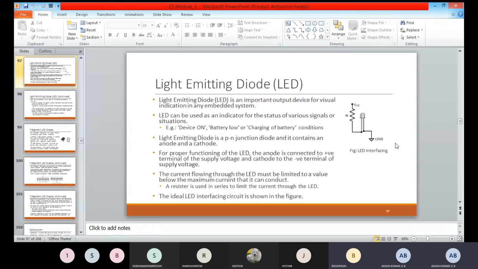Then an LED can be interfaced to the port pin of the processor or controller in two ways. See, the LED is an output device, also called an actuator. These are electronic output devices. The first method: the anode is directly connected to the port pin, and the port pin drives the LED. This is the first method.